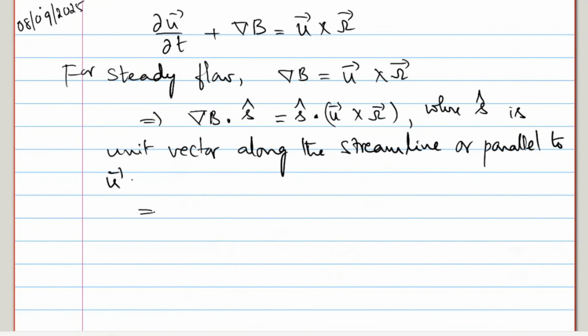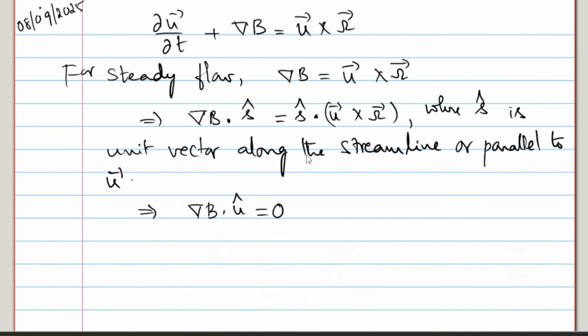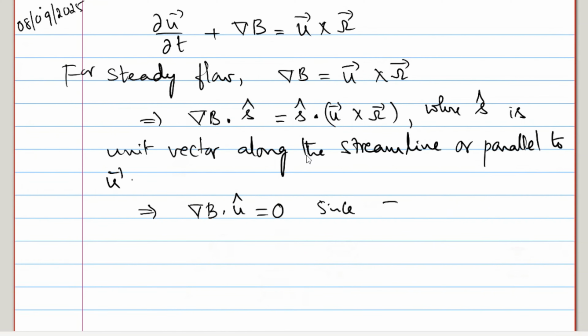Then what you are getting here is that this becomes 0, right? The divergence of curl is always 0. So this implies del B dot S cap, or simply u cap, equals 0, since this is a dot product of curl. Is this always 0?